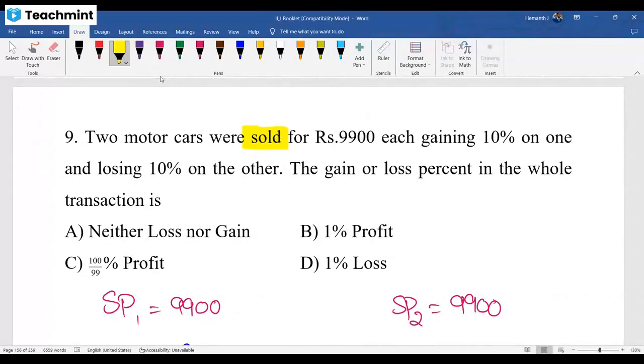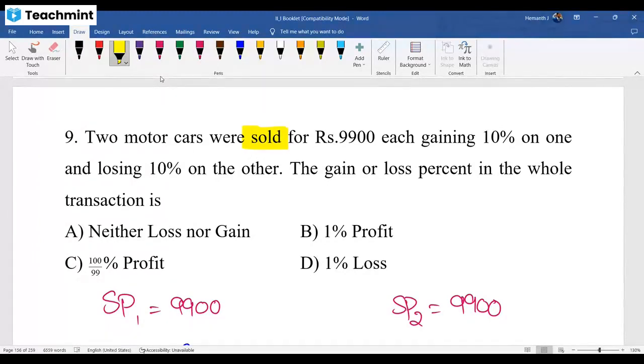Whether it is private sector or government sector, with respect to all exams, we cover the syllabus. I will make sure all models also will be covered. Here, we are given selling prices. How many selling prices are given here? Two selling prices.